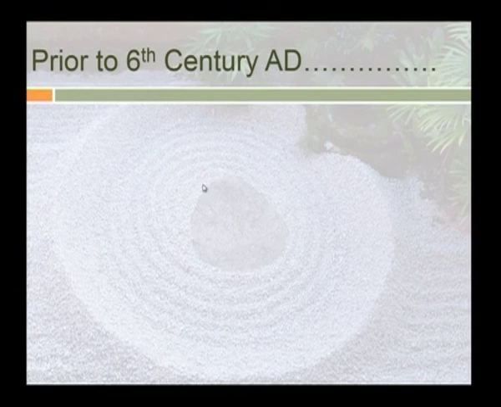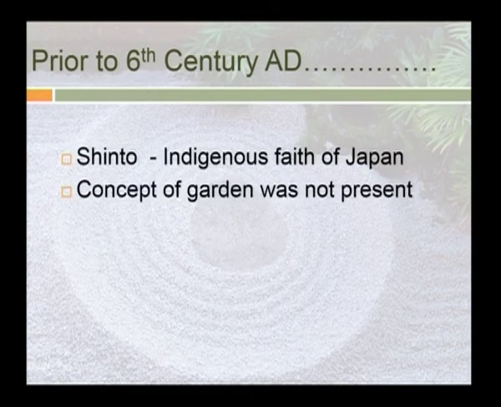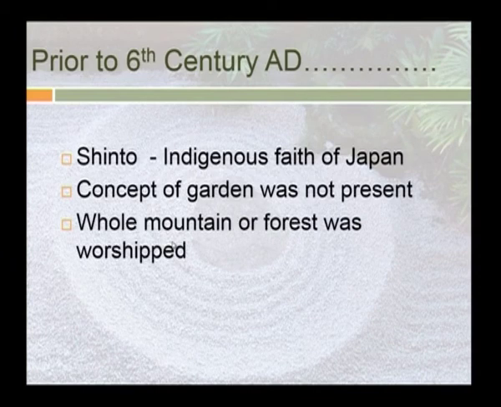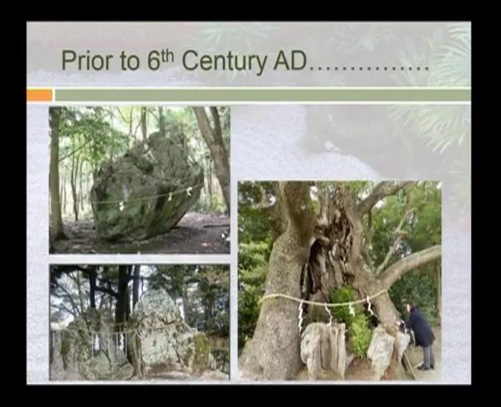Prior to the 6th century AD, Shinto was the indigenous faith of Japan. During that time, the concept of garden was not present. The whole mountain or forest was worshipped. As part of Shintoism, a straw rope or a thread was tied around a rock or tree as a mark of respect for the spirit inhabiting those elements.